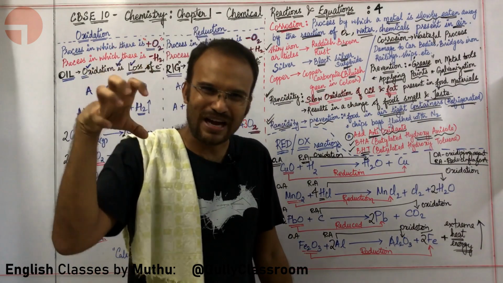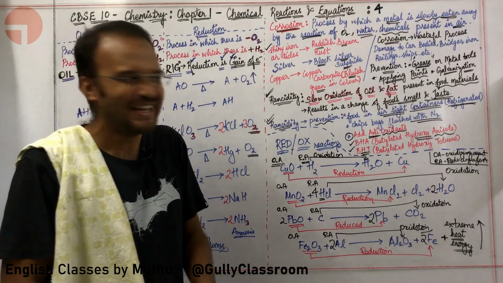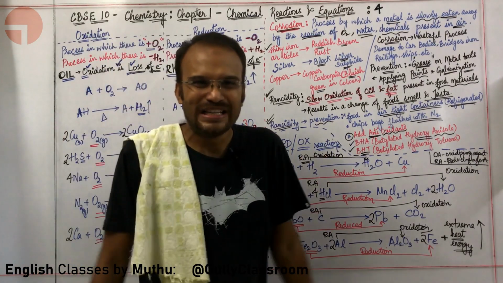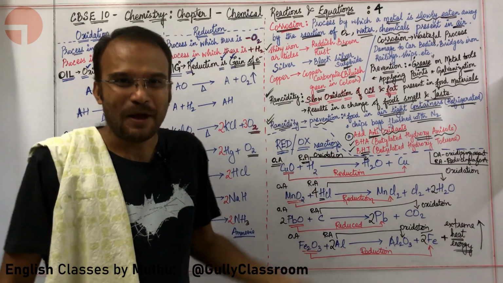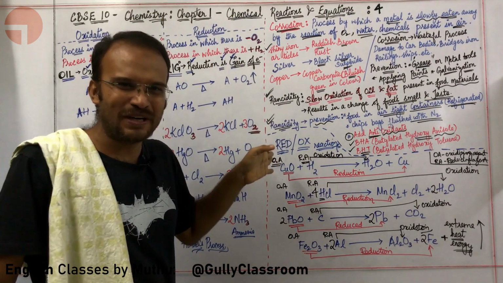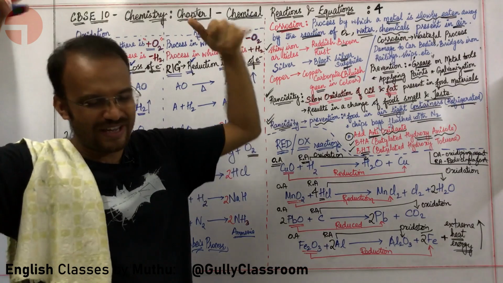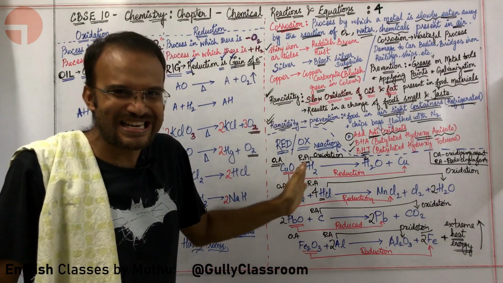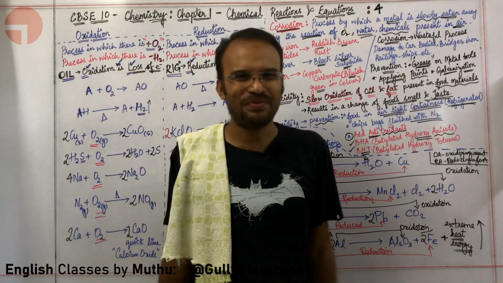Yeah, are you guys able to understand what is happening here? It's like a family. Reduction and oxidation are like husband and wife. They will never leave each other. Married for life, not just for life, for eternity. As long as nature exists, oxidation and reduction will never separate from each other.